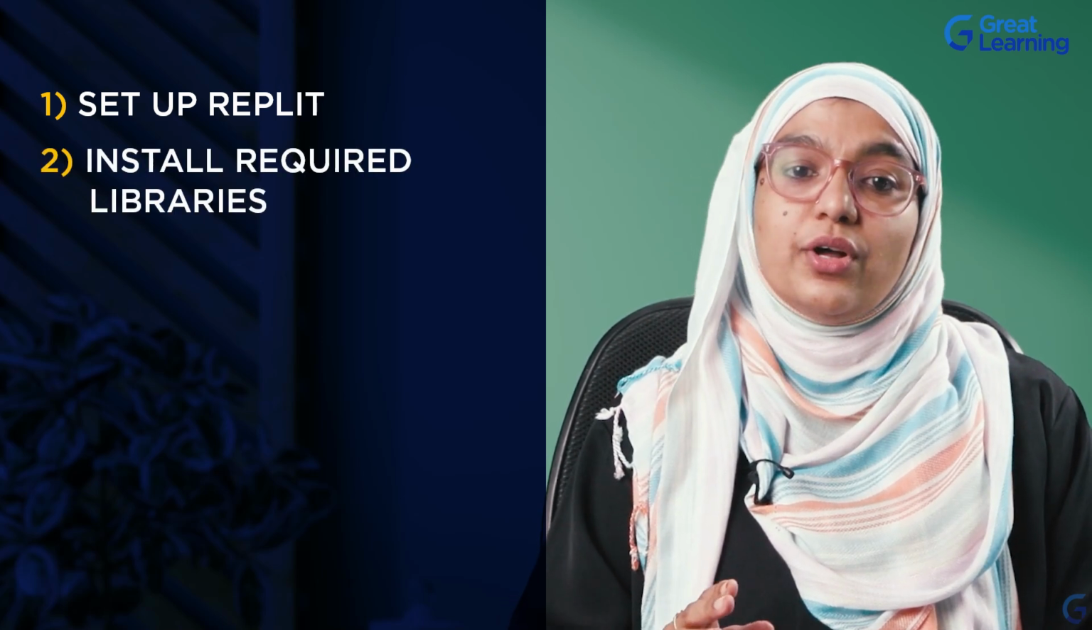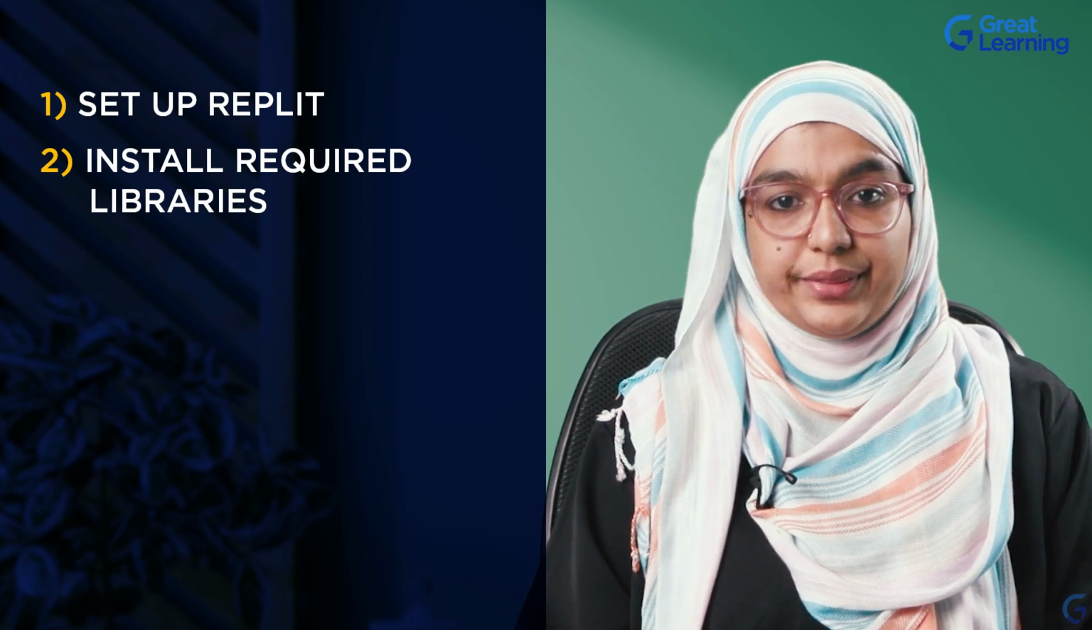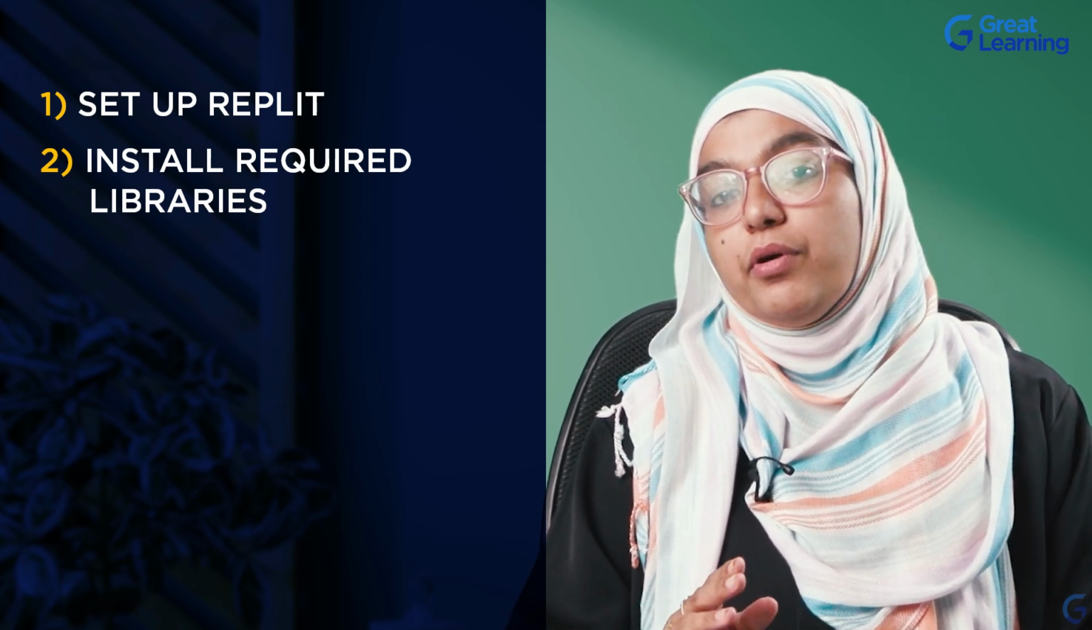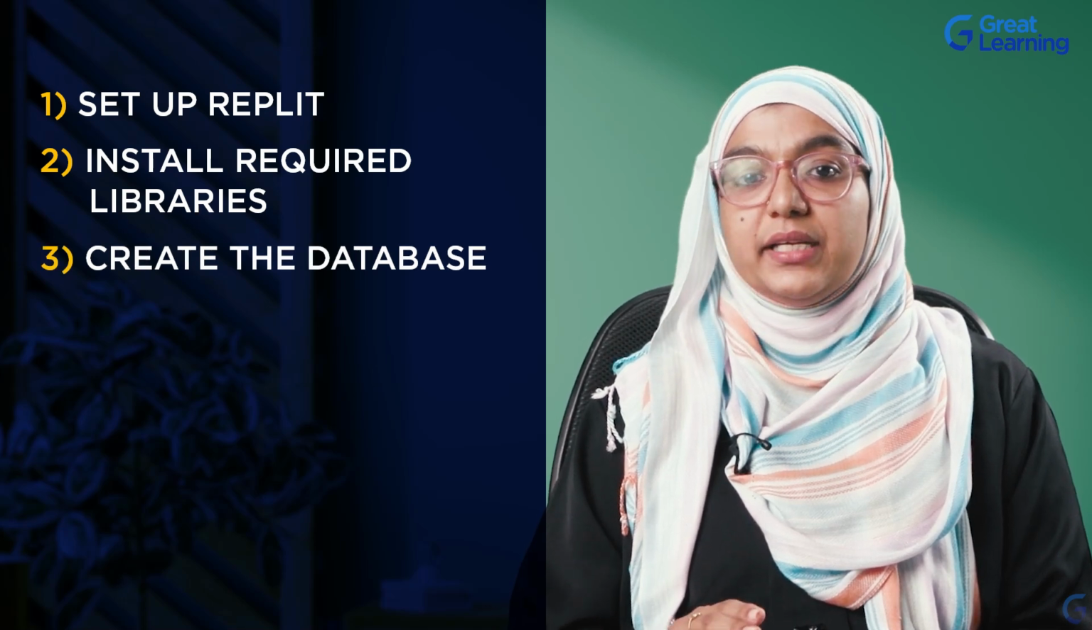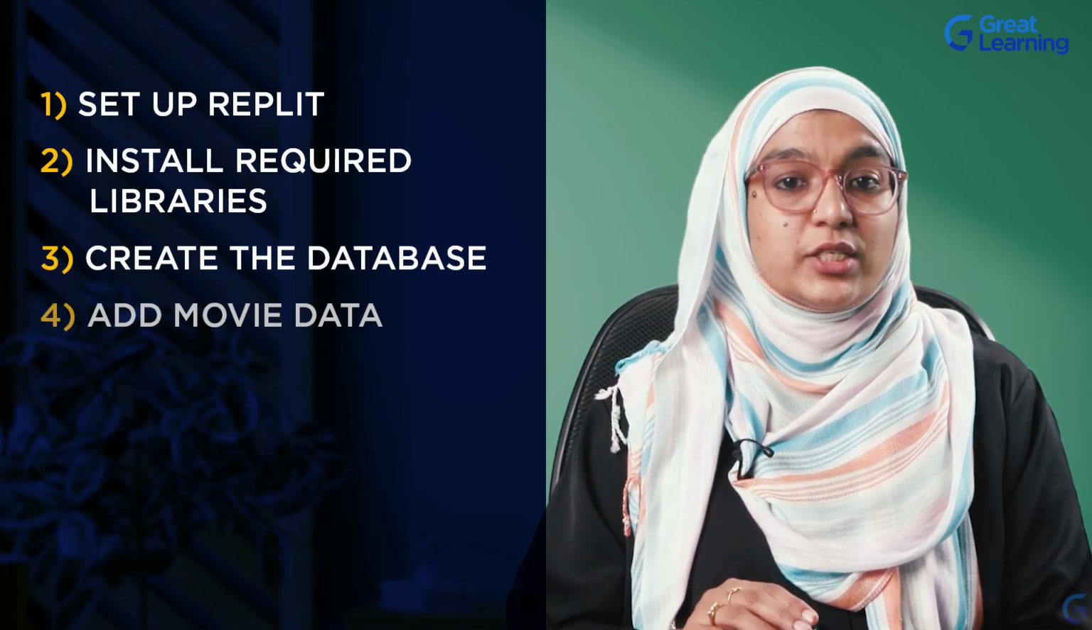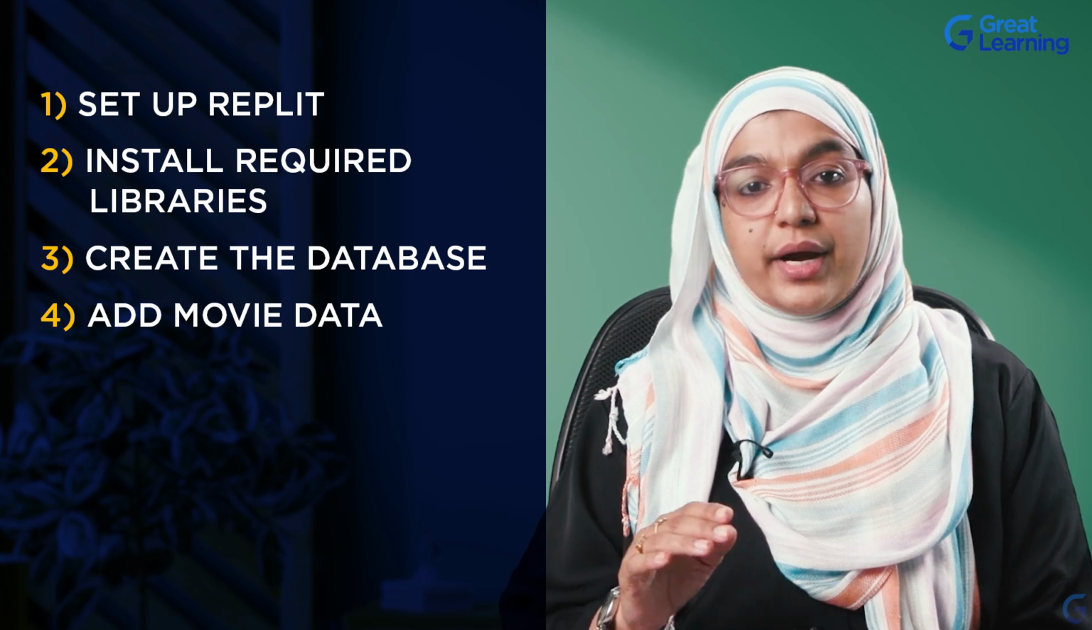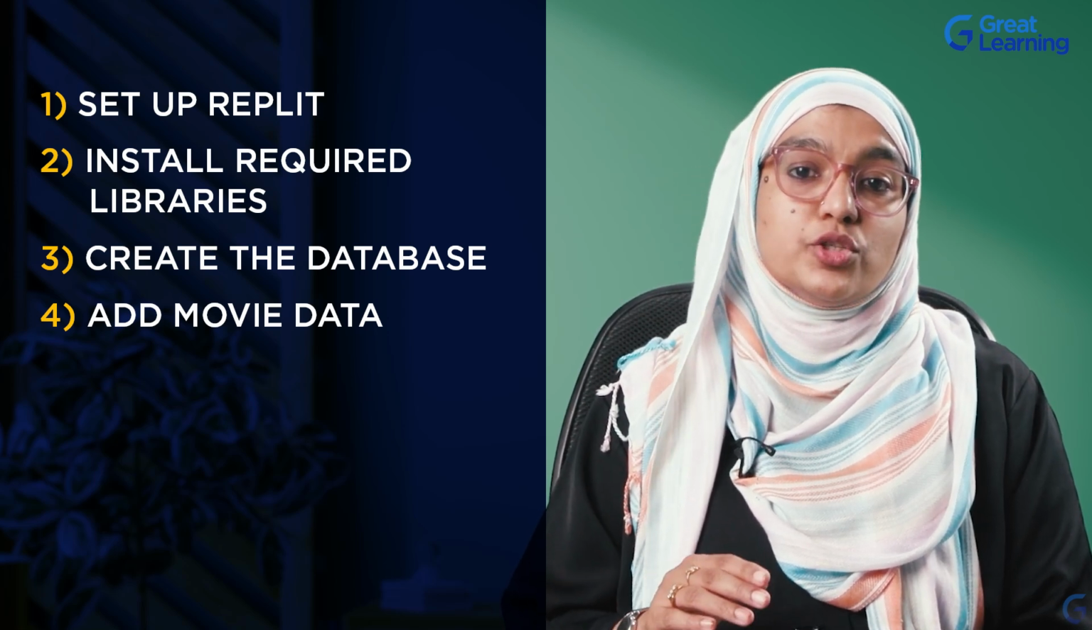We will start by using Replit, which is an online coding tool that helps us code and run programs right from our browsers. It's perfect for our demo because it's easy to use and requires no setup on your computer. Next, we will install the necessary libraries to work with vector databases and perform our tasks. We will set up a database where we will store and manage our movie data. After that, we will add data about movies to our database so we have something to work with.